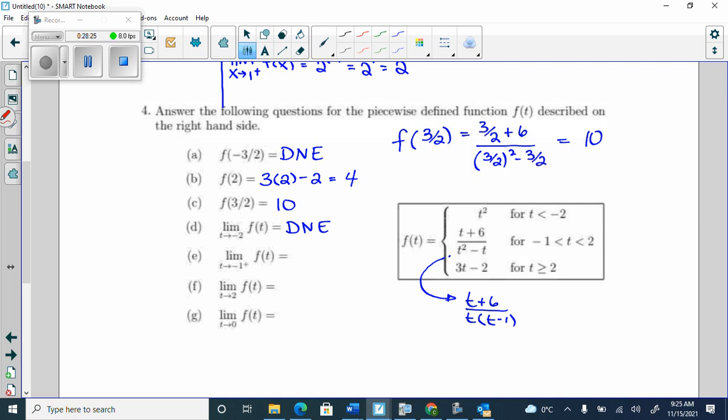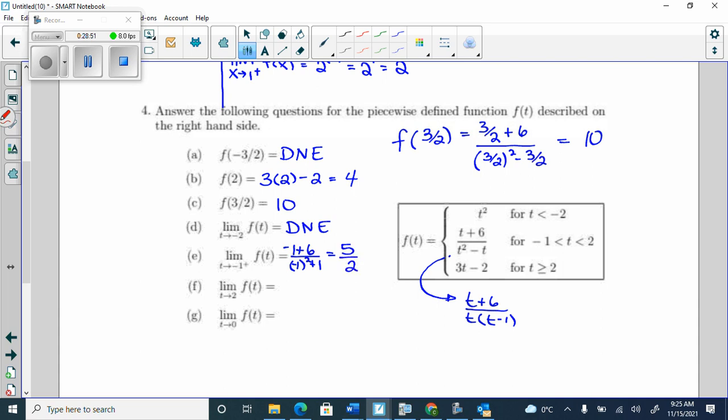E, negative 1 from the right means greater than negative 1, correct? So I'm going to fill it into which one? The middle. So I'm going to go negative 1 plus 6 over negative 1 squared minus 1. It's a negative 1. So it's going to be 5 over 2.